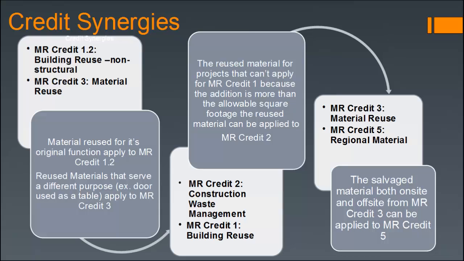Next, MR Credit 3, material reuse, and MR Credit 5, regional material: the salvage material, both on-site and off-site, from MR Credit 3 can be applied to MR Credit 5, regional material. So reusing material on-site is an easy way to contribute towards both MR Credit 3 and MR Credit 5.